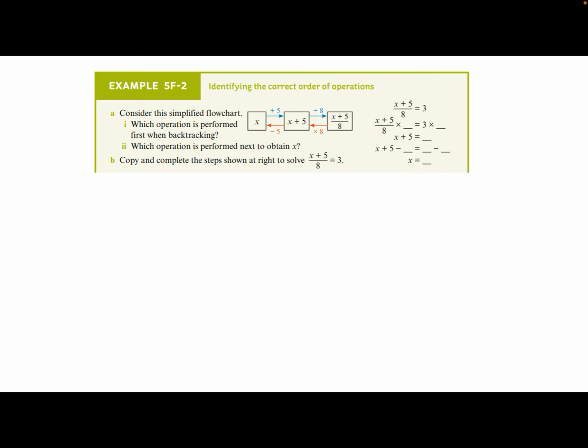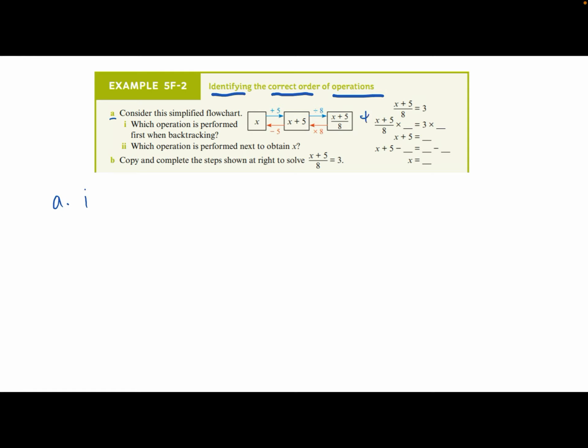All right, next bit. So sometimes we have to do more than just that one step. So you need to be able to identify the correct order of operations, okay? You can't just get rid of any number first. It has to be in the right order. So let's go A. Complete this simplified flowchart. So the flowchart's there, okay? I. So we're doing this question. Which operation is performed first when backtracking?